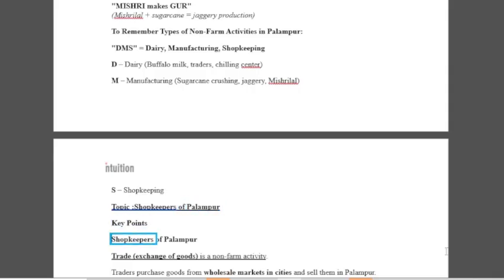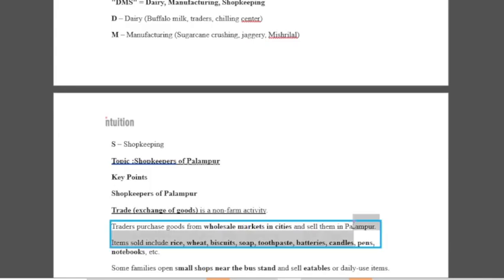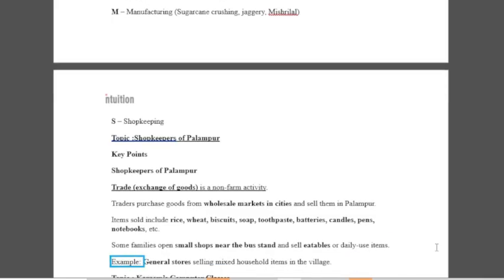Topic: shopkeepers of Palampur. Key points: Shopkeepers of Palampur trade, exchange of goods, is a non-farm activity. Traders purchase goods from wholesale markets in cities and sell them in Palampur. Items sold include rice, wheat, biscuits, soap, toothpaste, batteries, candles, pens, notebooks, etc. Some families open small shops near the bus stand, and sell eatables or daily use items. Example: general stores, selling mixed household items in the village.